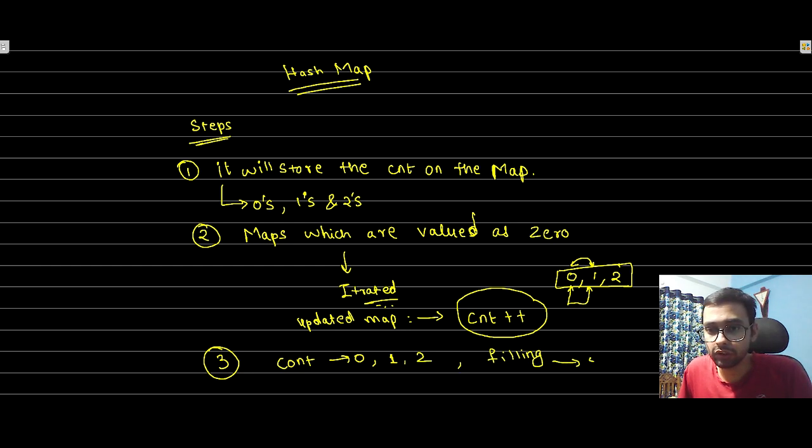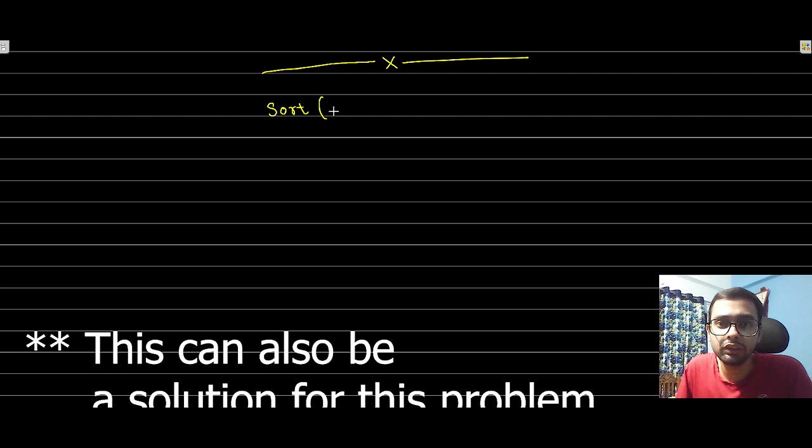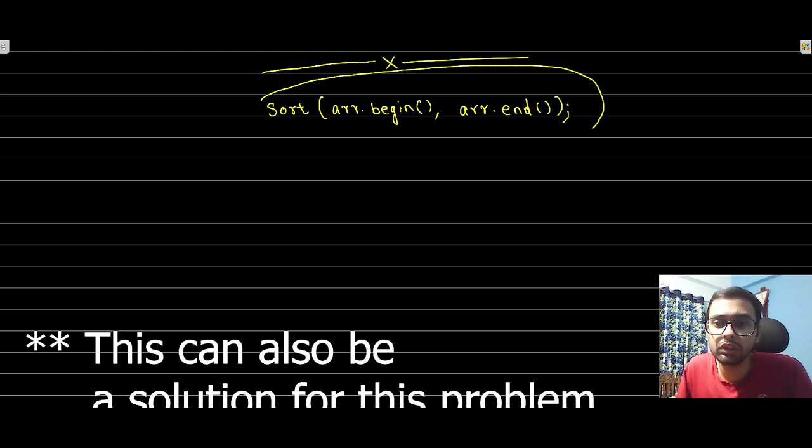So it will sort. Another short approach is also coming to my mind: what if we use a sort algorithm? We can easily sort using sort from arr.begin to arr.end, and that sorts the whole array. So let's move on to the code.